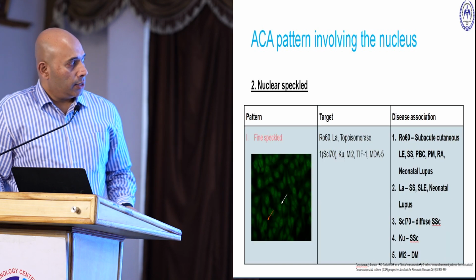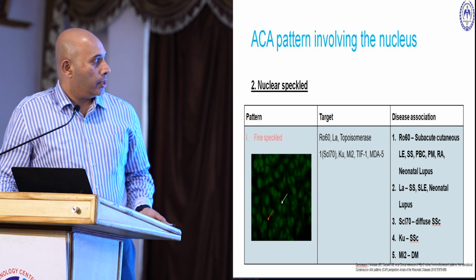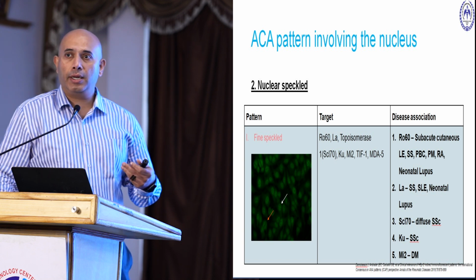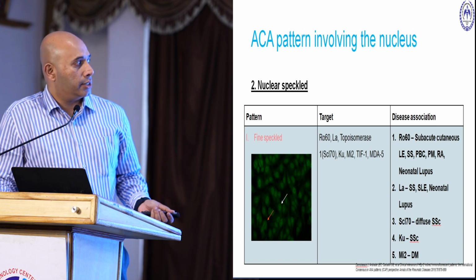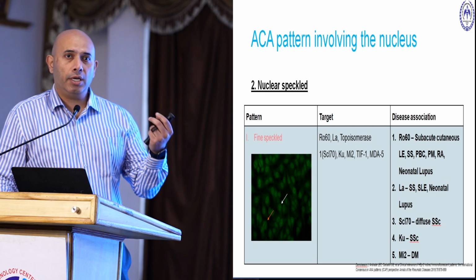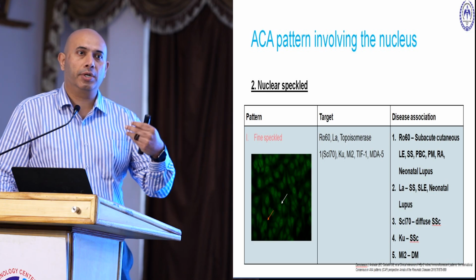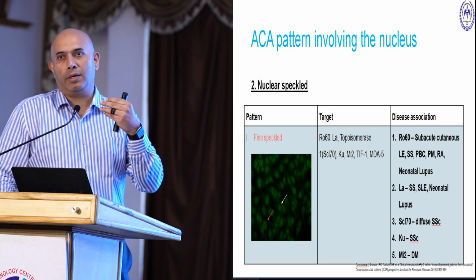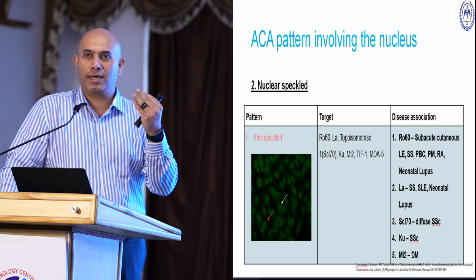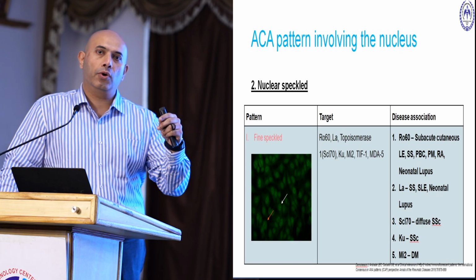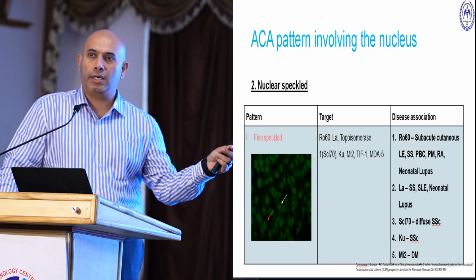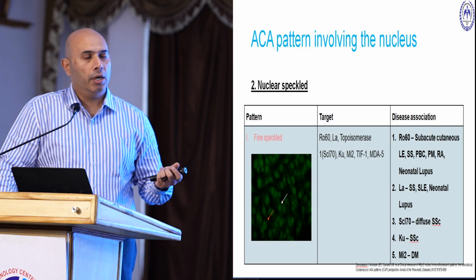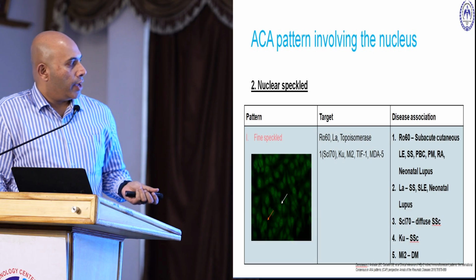Now, the nuclear pattern is the next one, where we have a fine speckled and a coarse speckled one. What we need to remember is that when you see a pattern, it generally denotes a particular antibody. So you have a hunch of what exactly the antibody is going to be, and then you can go and do the ELISA titer for that particular antibody to see how these antibodies perform.